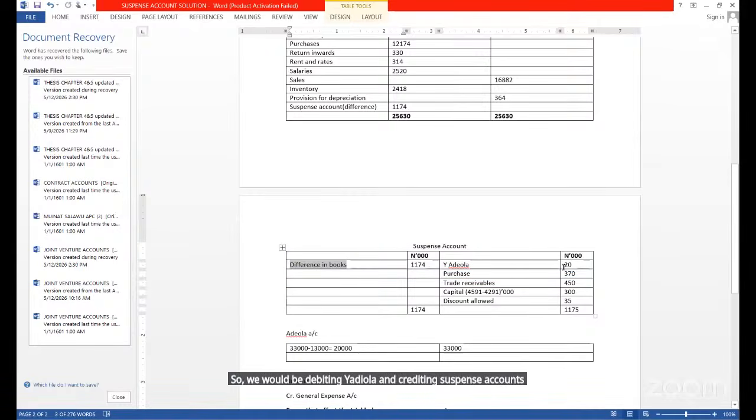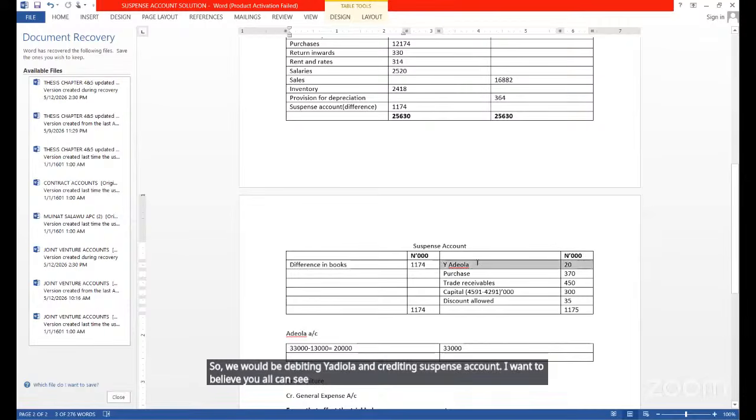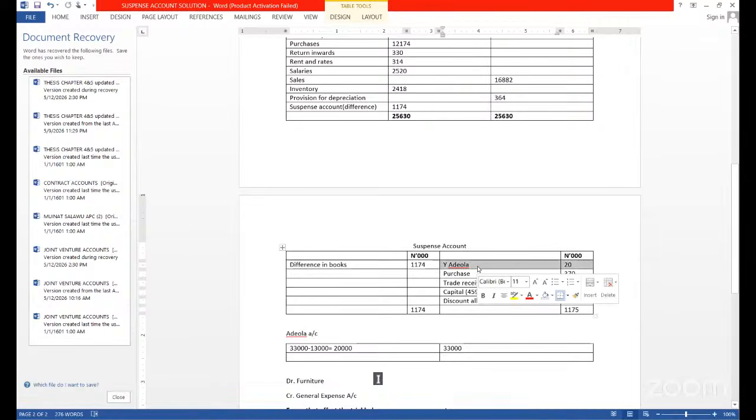I want to believe you all can see on my suspense account 20 for Adeola, highlighted at the moment. And that is how we got to that point. Can you see that? So we have corrected the first transaction, right?